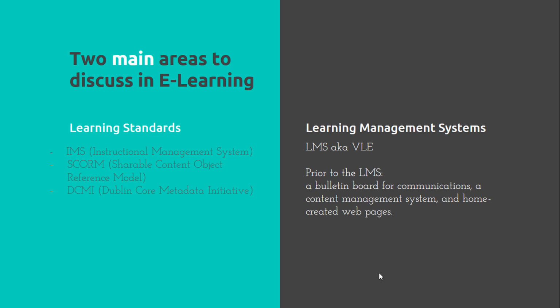Interoperability of content was addressed by SCORM, which stands for Shareable Content Object Reference Model. The aim of SCORM was to define a means of constructing content so that it could be deployed in a platform that was SCORM compliant.